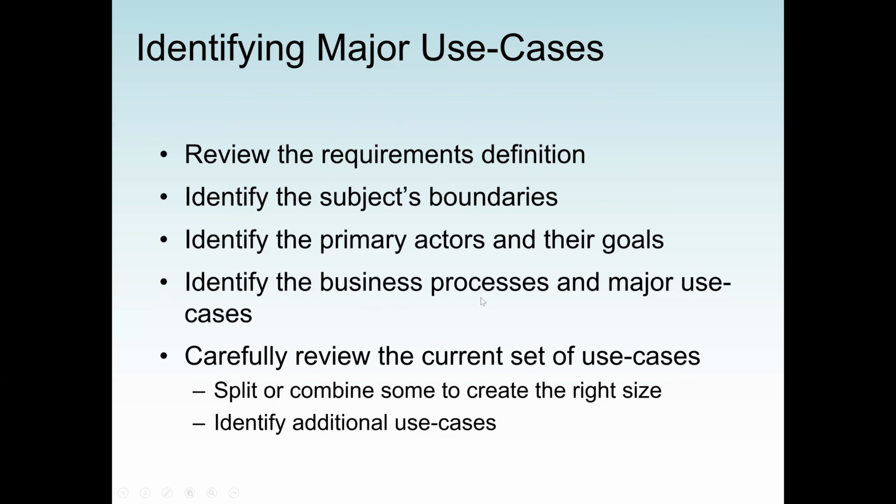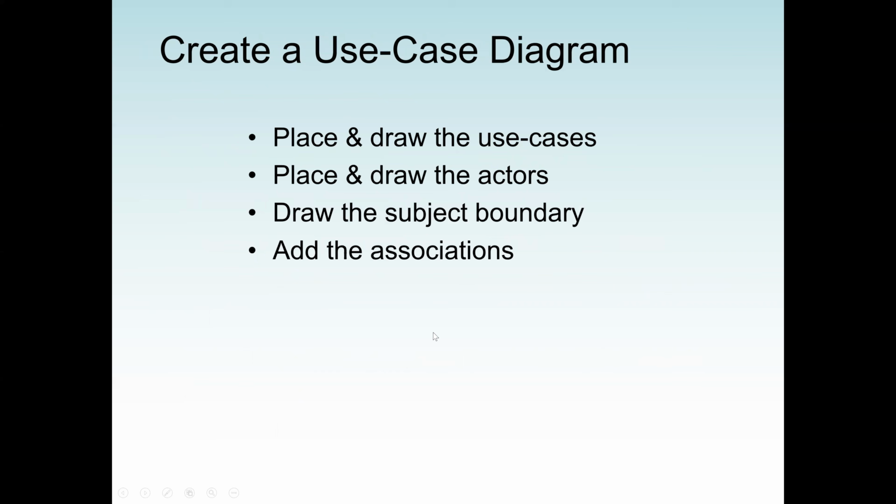Also, we need to identify the business process and the major use cases. This is very important. Use cases are what the system is going to do. Business process, again, every business organization has its own operational way. If you go to a bank, the business operations or processes are different from if you go to a library or supermarket. So we have to identify all this. Then carefully, we're going to review the current set of use cases. We can split or combine some to create the right size, or we can identify additional use cases also.